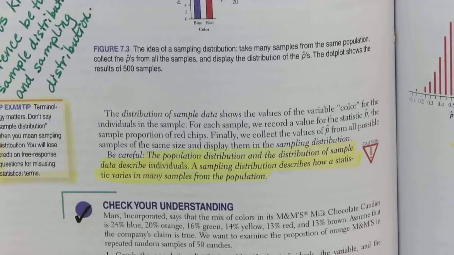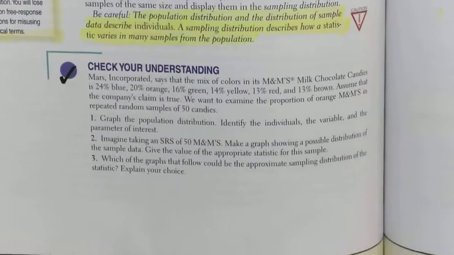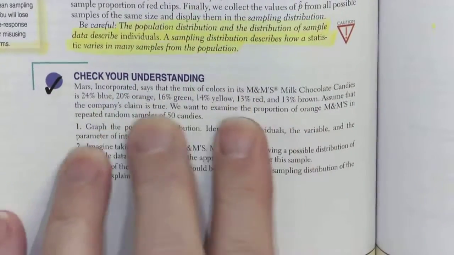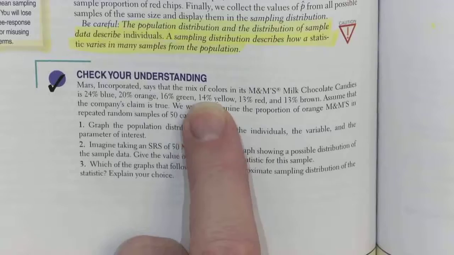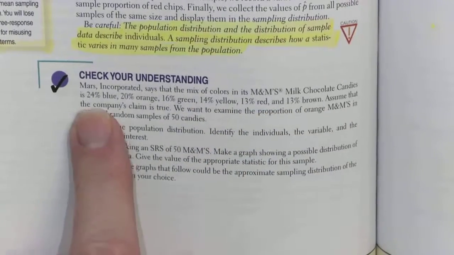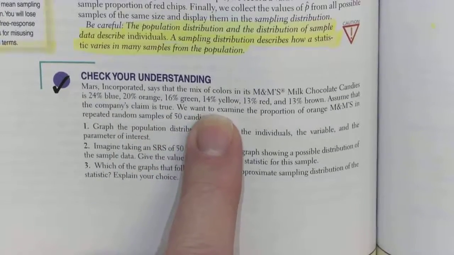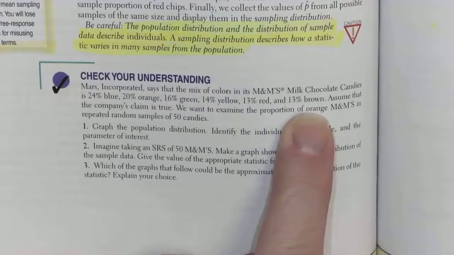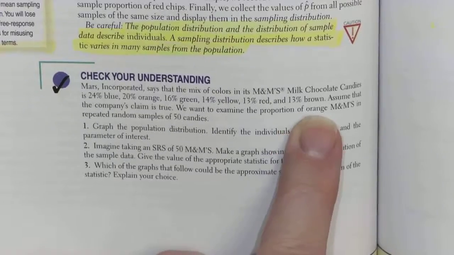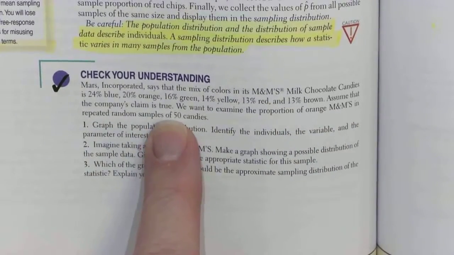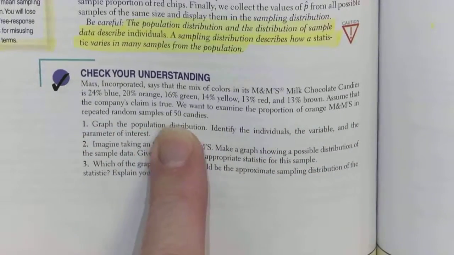Let's look at this Check Your Understanding right down here on page 420. Okay, let me put it up just a little higher. Okay, so here we go. Mars Incorporated says that the mix of colors in M&M's milk chocolate candies is 24% blue, 20% orange, 16% green, 14% yellow, 13% red, and 13% brown. Now, that is their claim. That's what they're shooting for. Assume that the company's claim is true. We want to examine the proportion of orange M&Ms in repeated random samples of 50 candies.